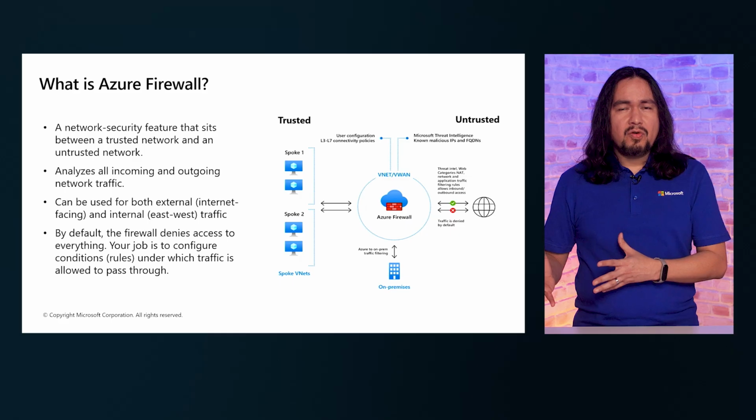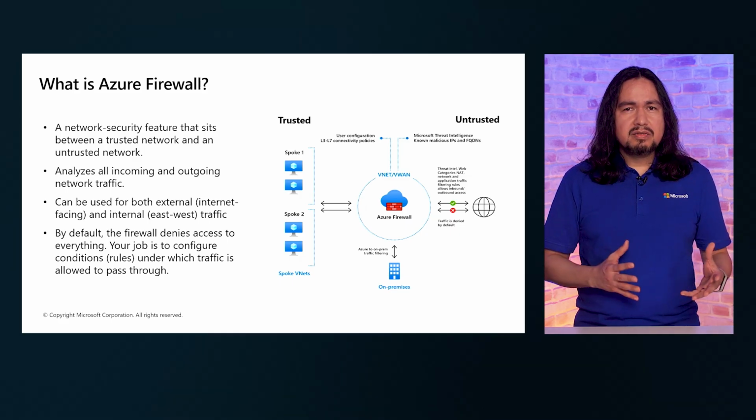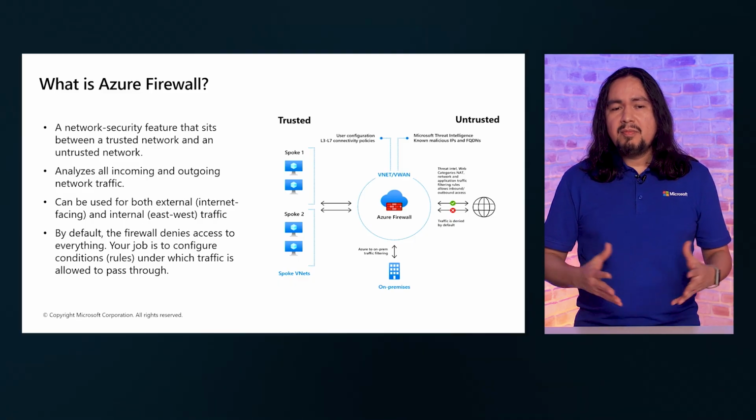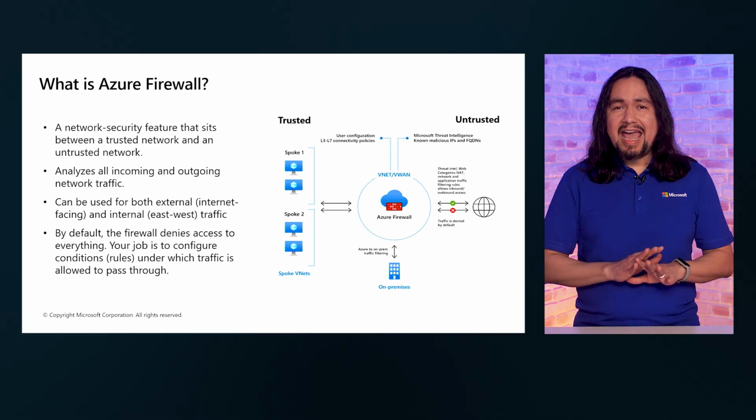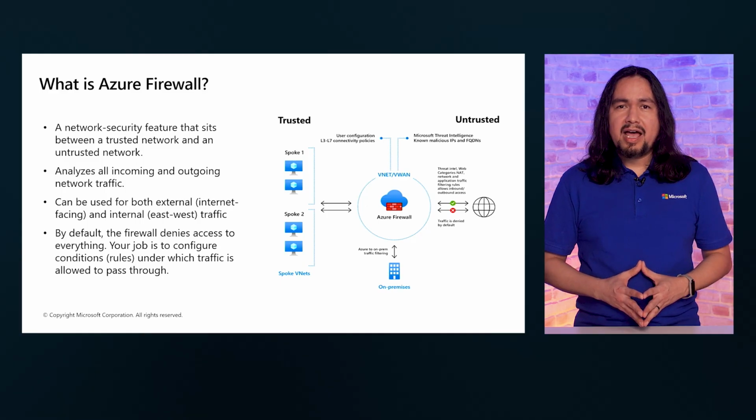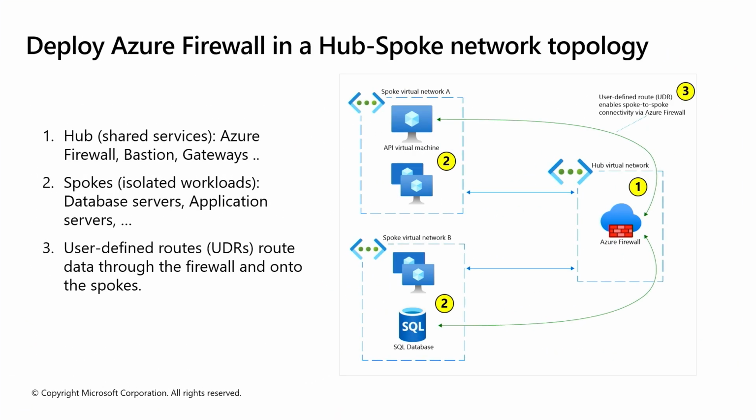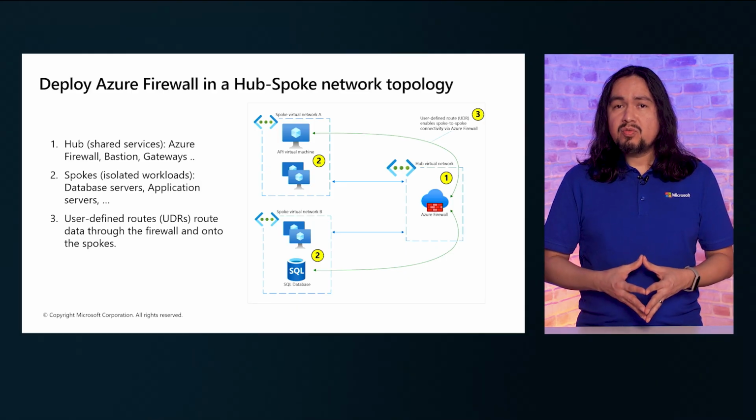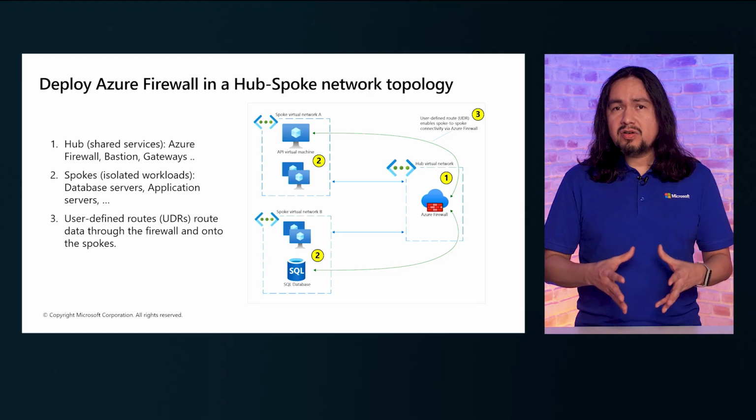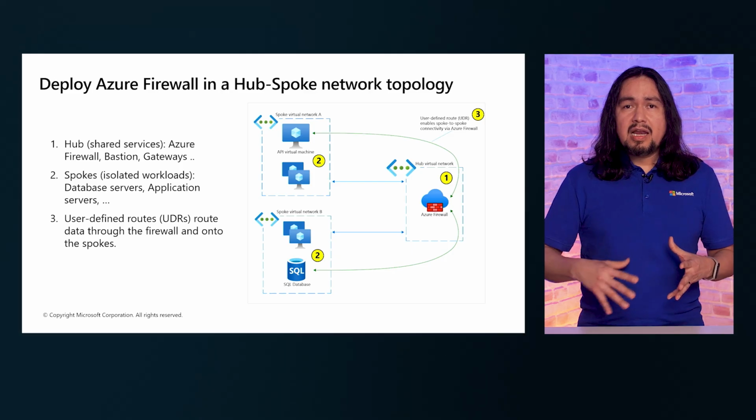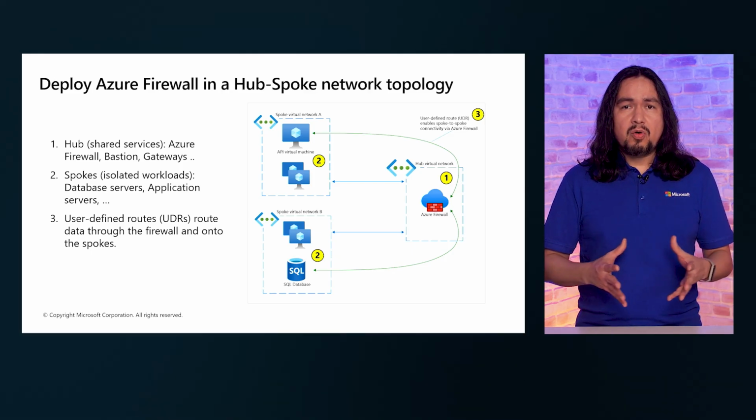It is useful for your internal communications, the east to west type of communications, or from the internet into your internal network. By default, the firewall will deny any access to your network, so you will need to create some rules to make that happen. In a previous video, we talked about the hub and spoke topology. So the idea is that the Azure Firewall will sit on your hub network with other services that are also centralized there, like the Virtual Network Gateway or Azure Bastion. Then it will allow the communication between your spoke networks.